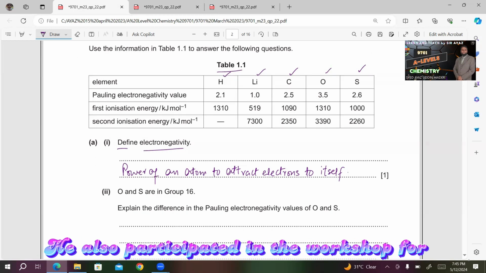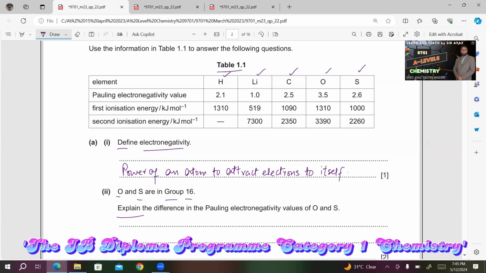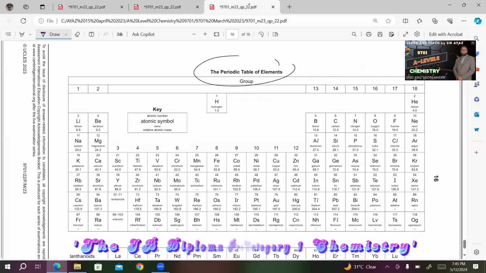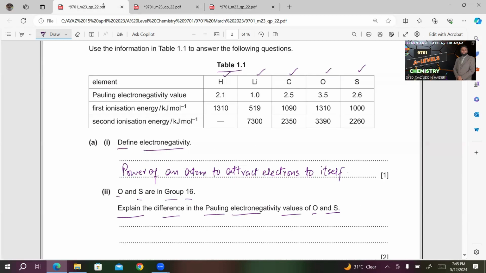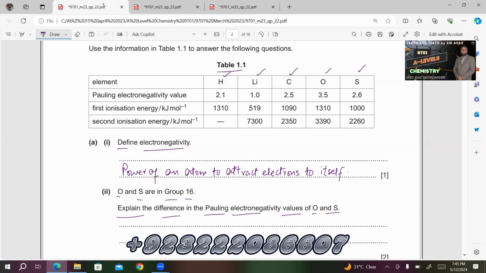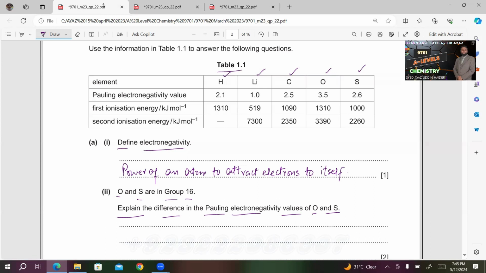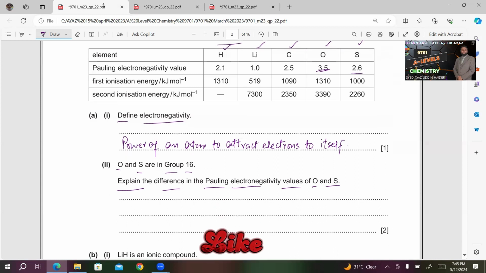Number 2, O and S are in group 16. Explain the difference in the Pauling electronegativity values of O and S. See the O and S, where is O? Here is O, group 16, here is S, this is group 16. If you see the Pauling electronegativity value, oxygen has 3.5 and sulfur has 2.6, which is lower than that of oxygen, which means oxygen is more electronegative than sulfur.